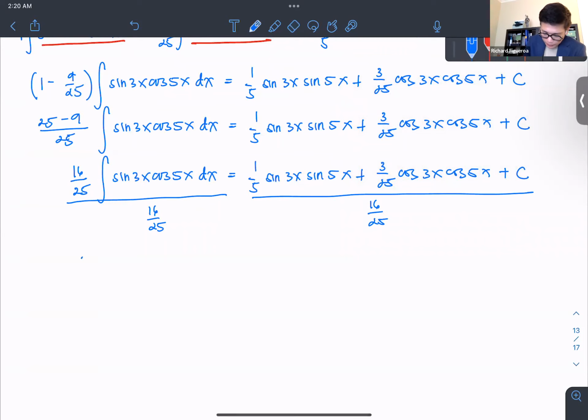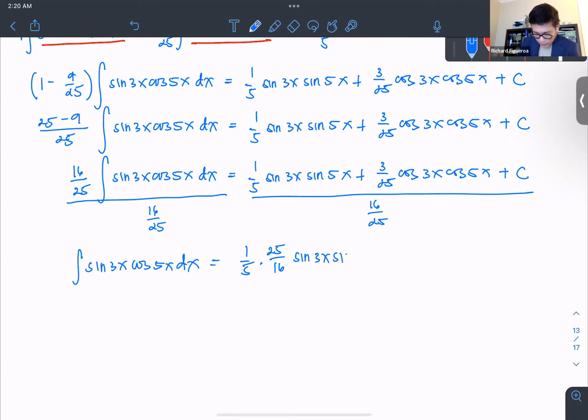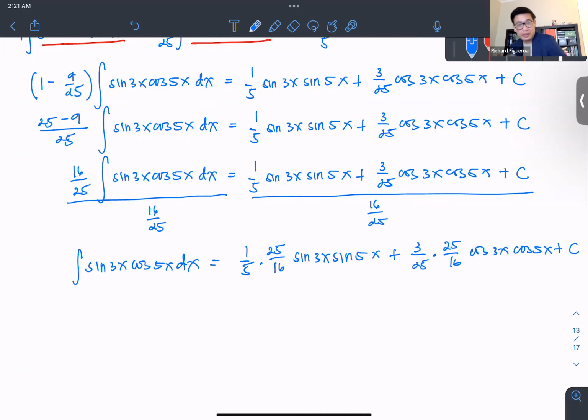And what happens, I'll just have the integral of sine 3x cosine 5x dx will be equal to 1 over 5. Since this is division, we can multiply this one by its reciprocal, that would be multiplied with 25 all over 16, and then sine 3x sine 5x. Then plus 3 all over 25, so multiply it with 25 all over 16, then cosine 3x cosine 5x plus c. C over 16 over 25 is still c.